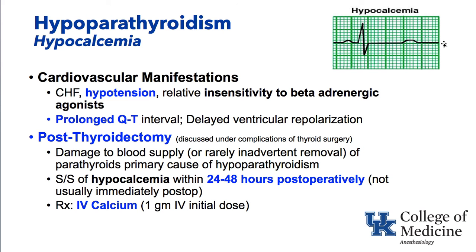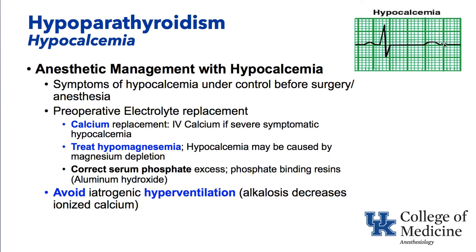The treatment for the post-thyroidectomy, for example, hypocalcemia, is IV calcium, 1 gram IV initially. Remember, calcium chloride and calcium gluconate can be given, but elemental calcium is present in about 3 times as much in calcium chloride as it is in calcium gluconate.